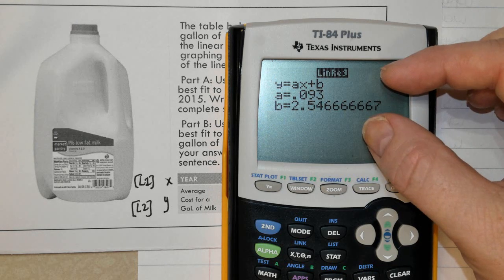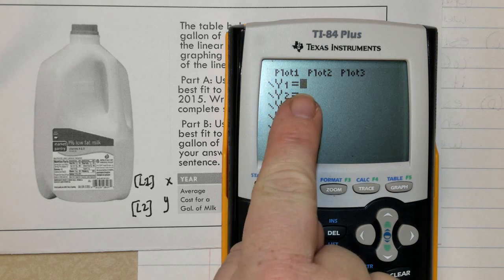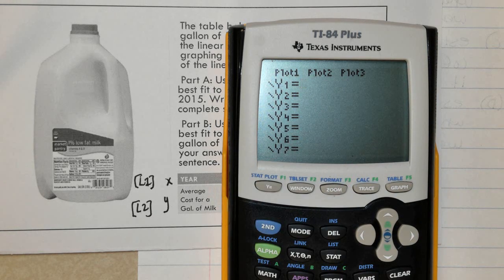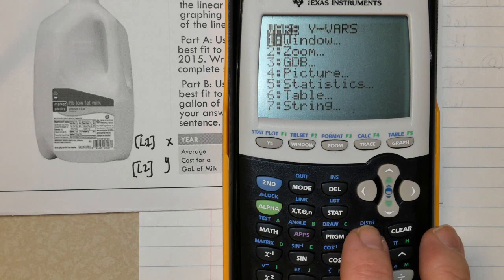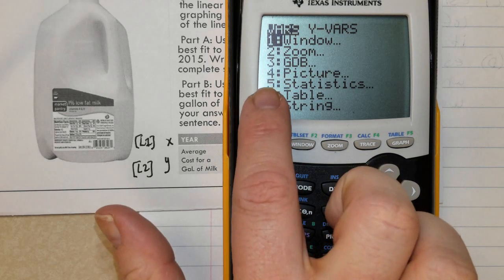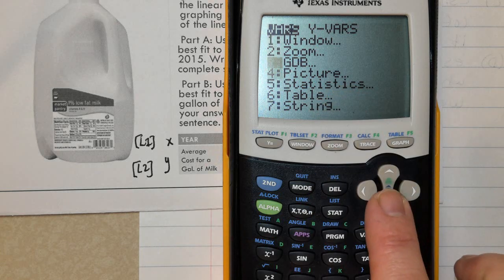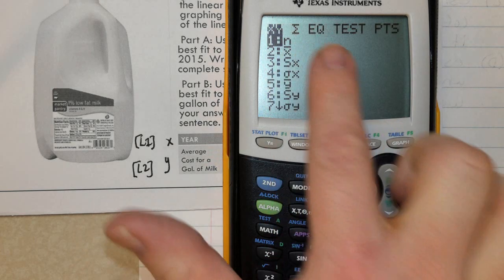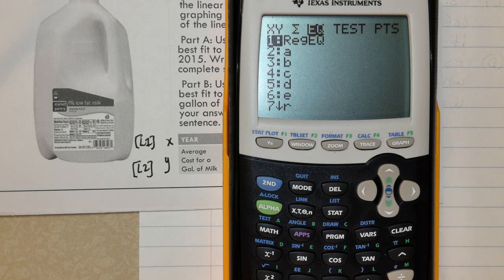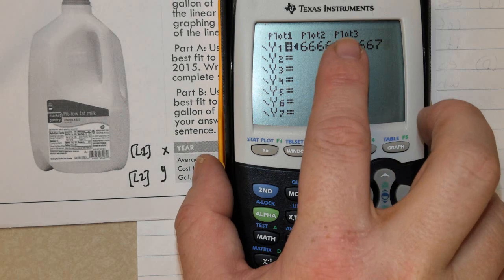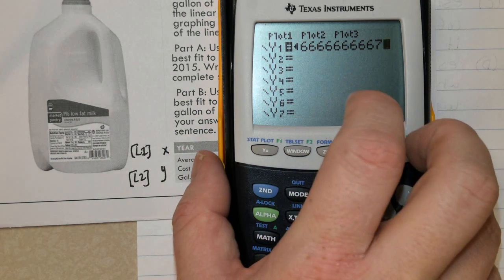I want to take this answer and I want to put it where Y1 is. I don't want to round it. So to do that, find the button that says VARS and press it one time. Then go down to Statistics. Then go over to EQ and press Enter. We have now copied and pasted in our previous answer.